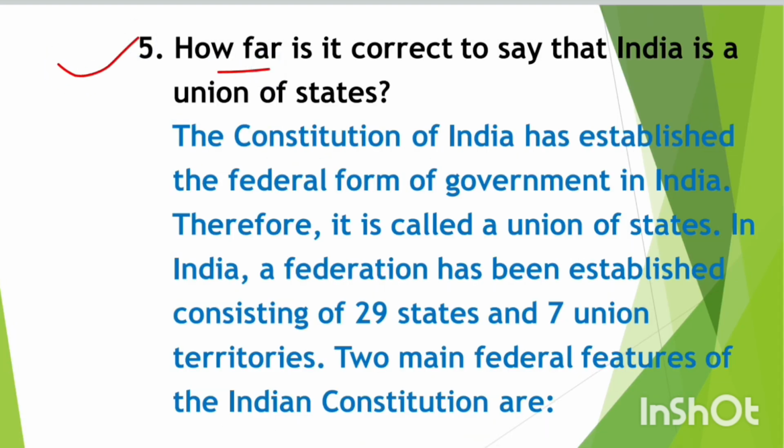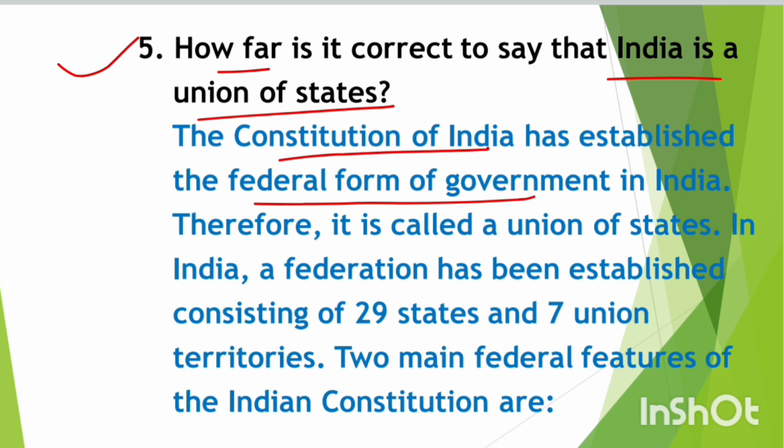Next question, question number 5: How far is it correct to say that India is a union of states? Answer: The Constitution of India has established the federal form of government in India. Therefore, it is called a union of states. In India, a federation has been established consisting of 29 states and 7 union territories.